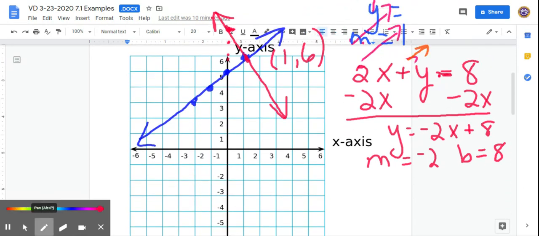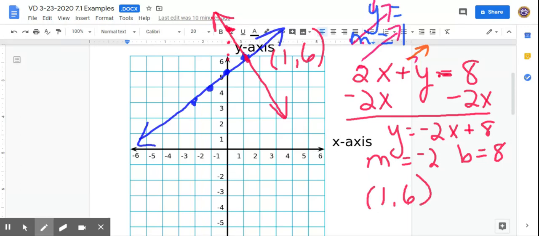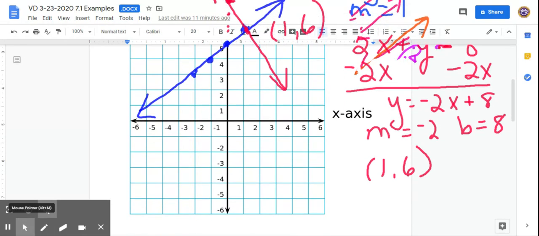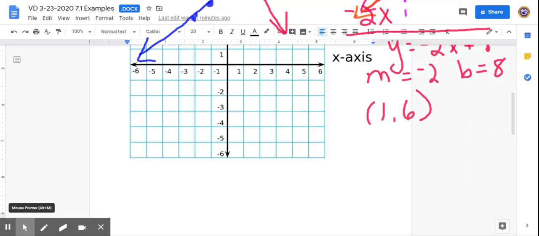Okay. So the solution to this system of linear equations is the point (1, 6), because that is where the two lines intersect. All right. You can check this by plugging in the values 1, 6 into the original equations.